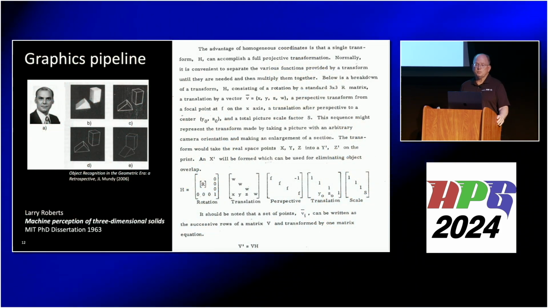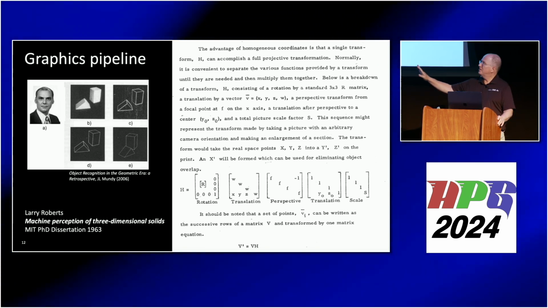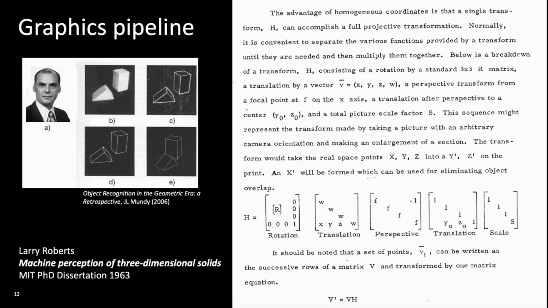How about the graphics pipeline? This, to me, is the OG of computer graphics. This is Larry Roberts. Quick survey, who's heard of Larry Roberts? I think this is a crime. I think this should be who we talk about first in computer science. And he should have won 2 Turing Awards, or maybe 3.